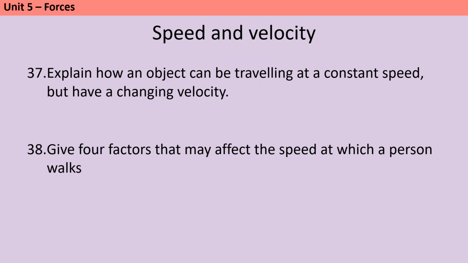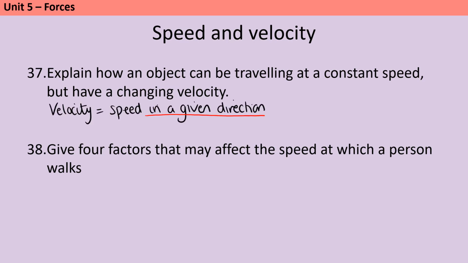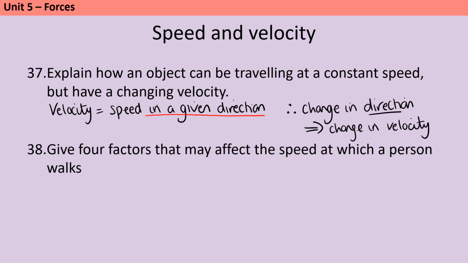As we've just established, velocity is a vector quantity and it can be defined as speed in a given direction. That means that velocity changes if speed changes, but it also changes if direction changes. So for instance, if an object is following a circular path, so for instance, if you were driving around a racetrack, then although you might have a constant speed, your velocity would be changing.